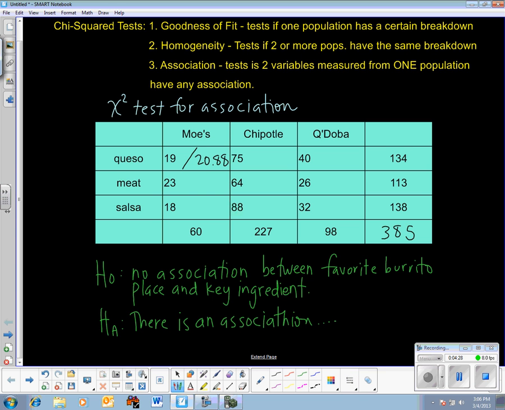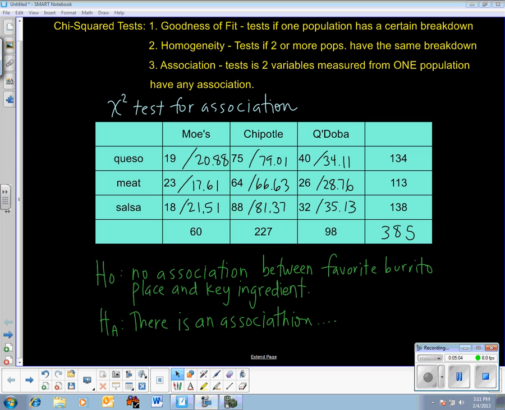One thing I want you to notice is this doesn't have anything to do with the most popular place. Chipotle obviously is the most popular one in this case, because these were obviously some educated burrito lovers. But that's not the point. The point is, based on this breakdown, what do we expect to see there? We would expect, if there was no association, 20.88. And then we would find the rest of them in a similar way. So I'm going to pause and find the rest of them. You can just copy them there. Just a moment.